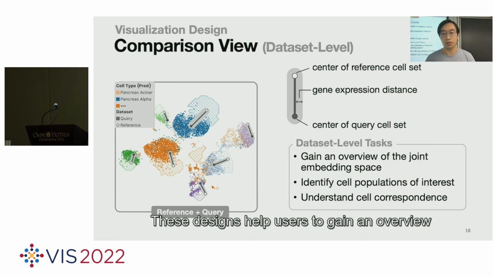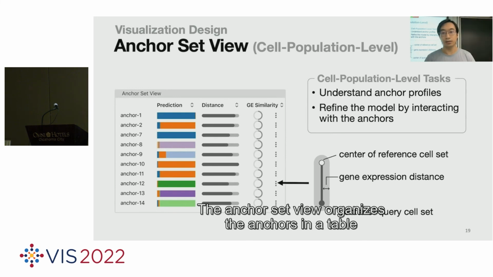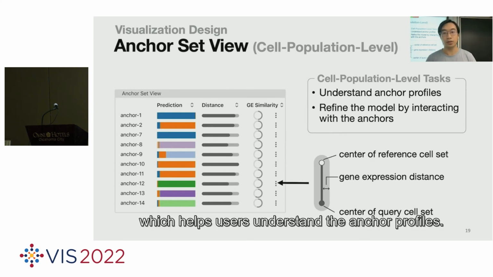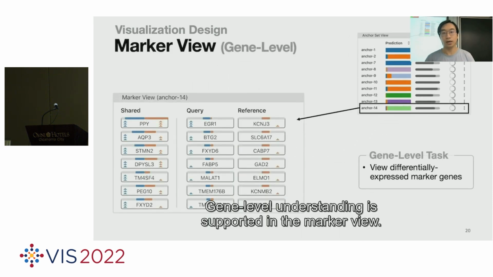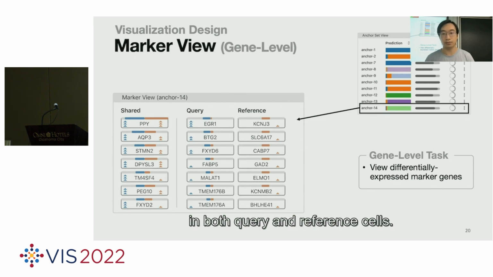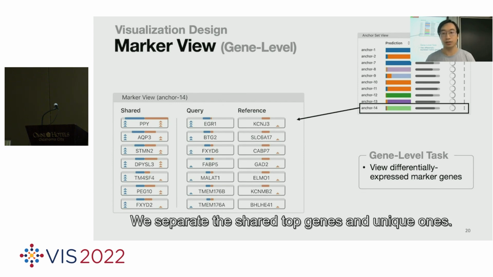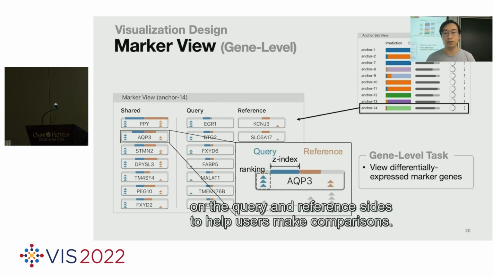These designs help users to gain an overview of the joint embedding space and understand cell correspondence. The anchor set view organizes the anchors in a table, which helps users understand the anchor profiles. Gene-level understanding is supported in the marker view. When users select an anchor, we present the top differentially expressed genes in both query and reference cells. We separate the shared top genes and the unique ones, and show each gene's z-score and ranking on the query and the reference sides to help users make comparisons.